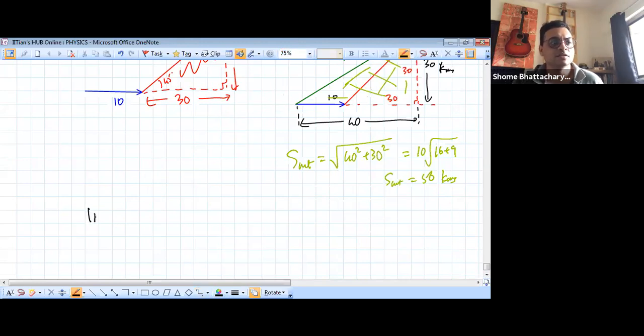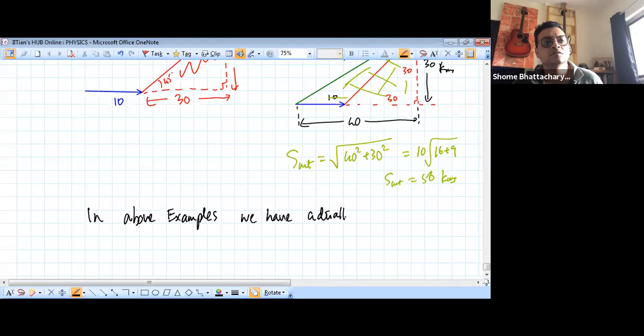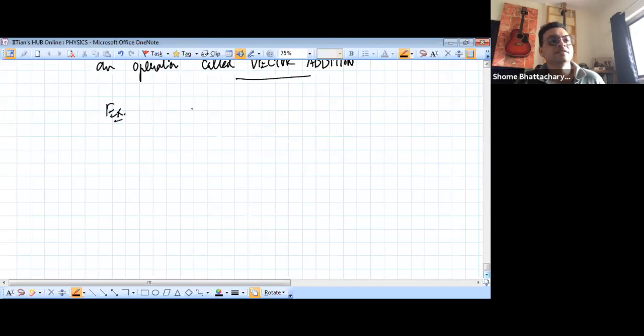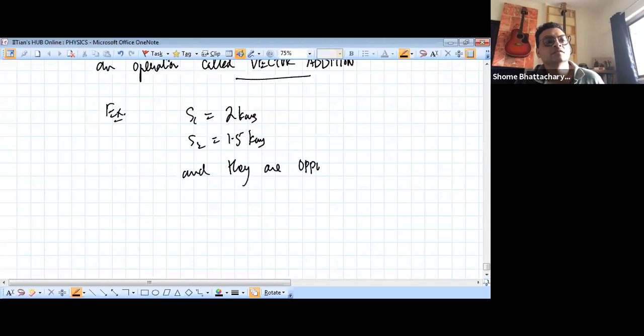Now what we have done in the above examples, we have actually done an operation called vector addition. So far, for example, in one example we saw that if S1 is 2 kilometers and S2 is 1.5 kilometers, and they are opposite each other, one towards east, the other towards west, then the net displacement actually became 0.5.